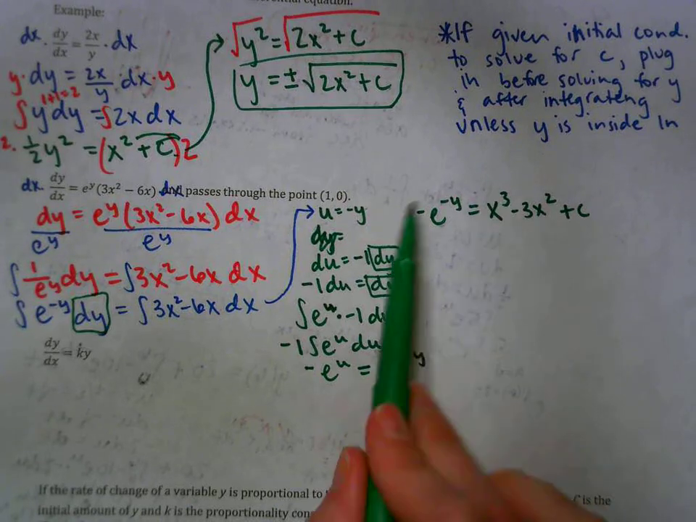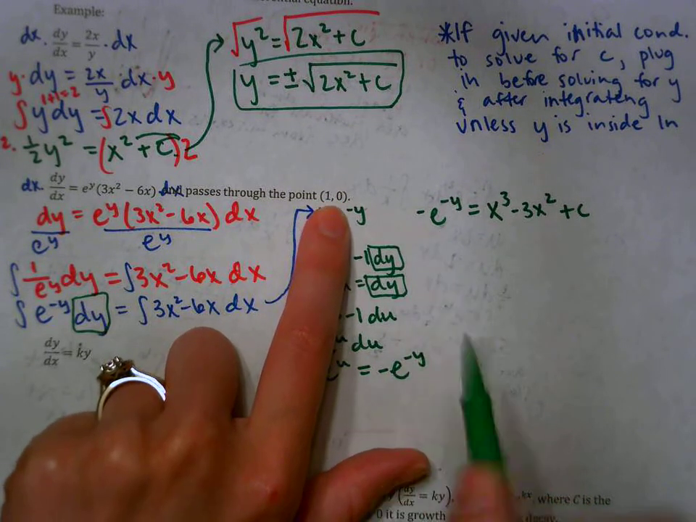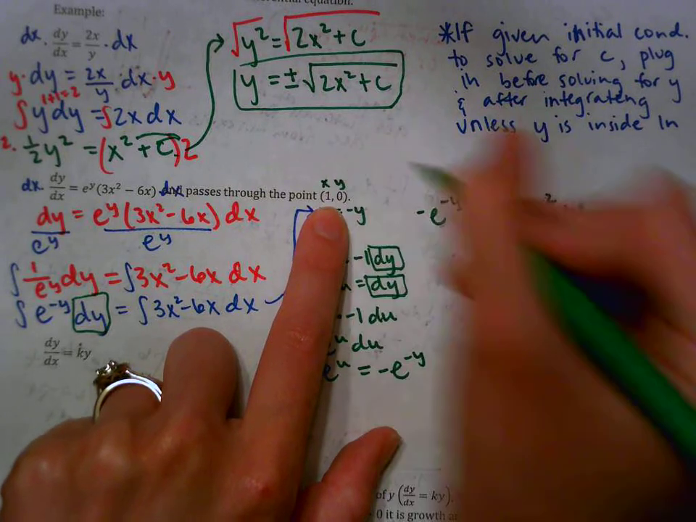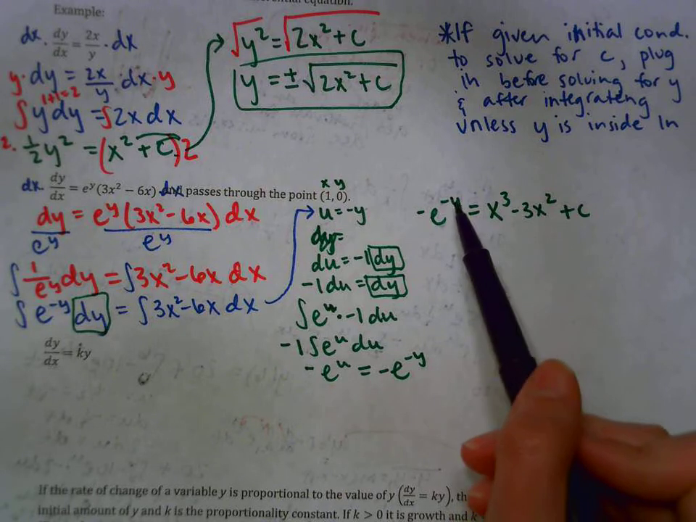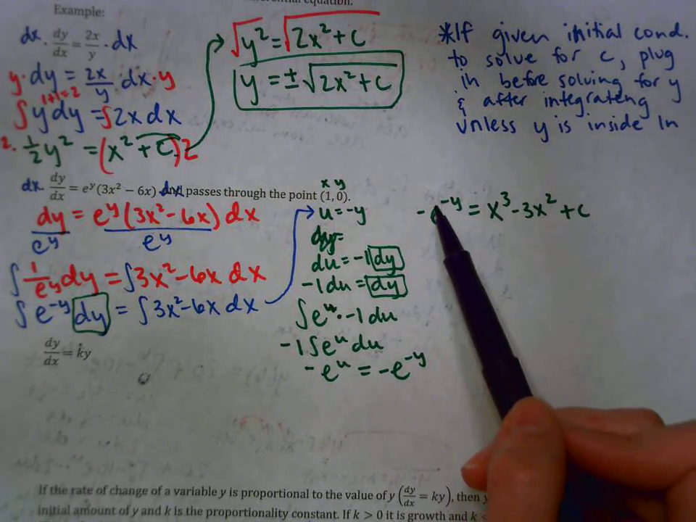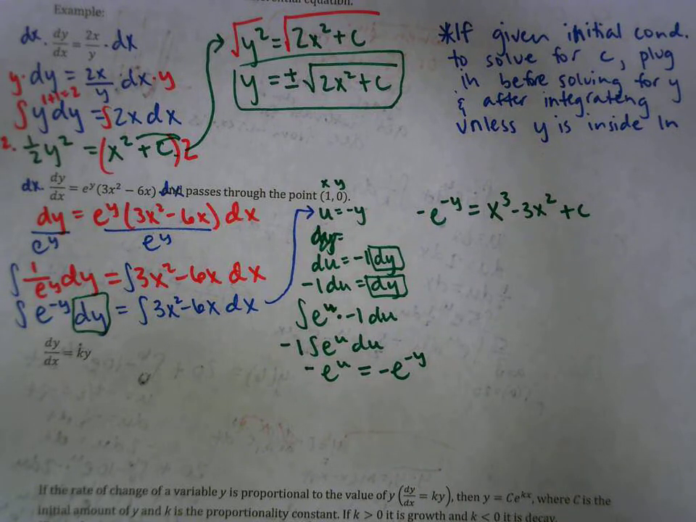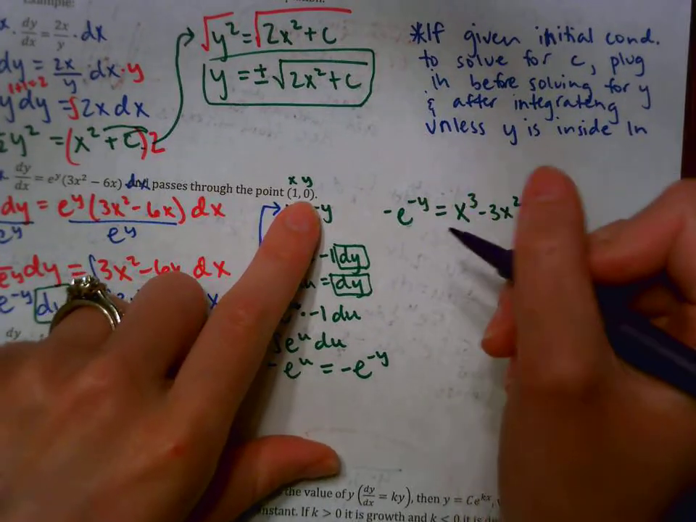So this is my integrated. At this point, this gives you your initial condition, your x and your y. So you can go ahead and plug it in. Now you don't have to solve for y because y isn't inside the natural log, it's in an exponent. So it's probably going to be easier if we plug it in now. You don't technically have to. You could solve for y first, but let's see if this works out easier.